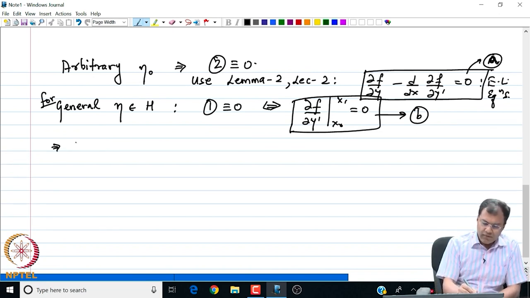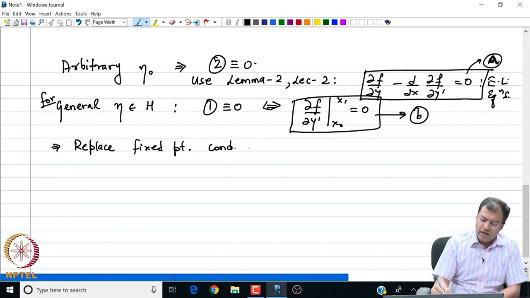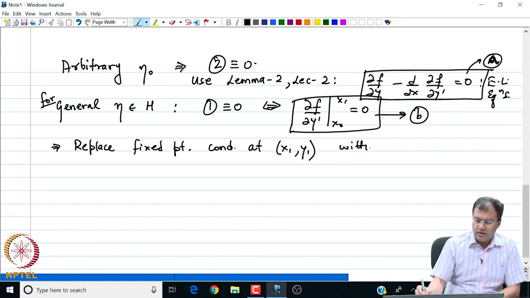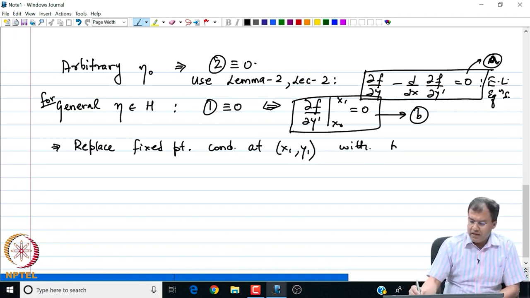So which means we will replace fixed point conditions at the point x1 y1 with B.